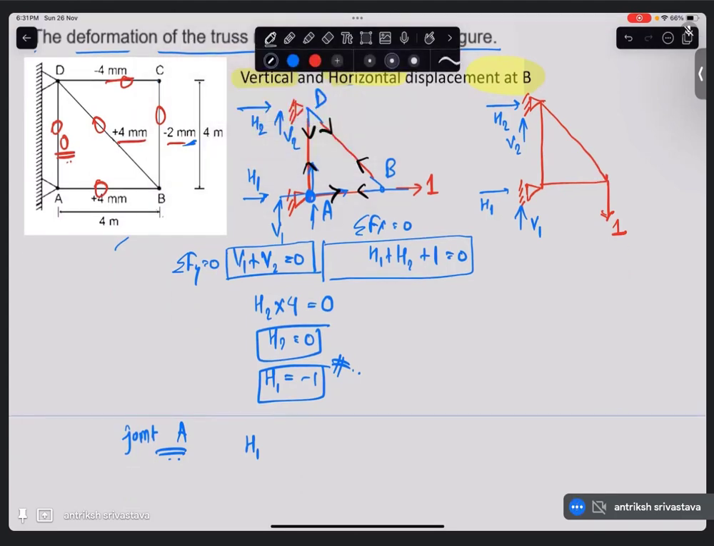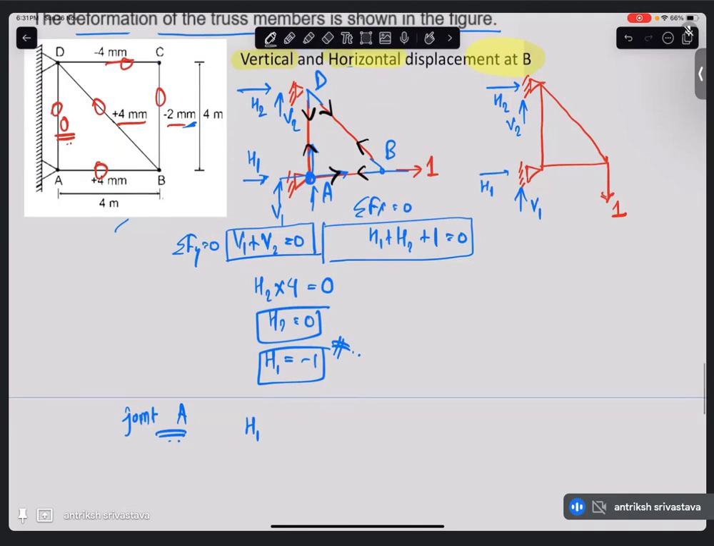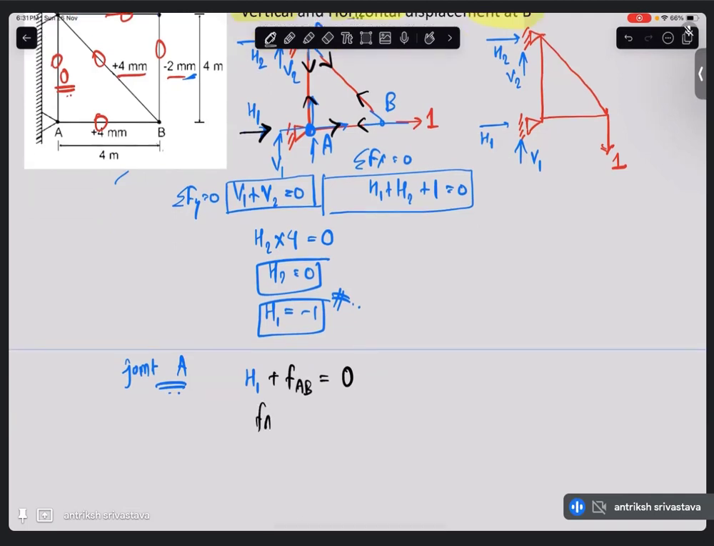So, sorry, here H1 plus FAB is equal to 0, because both are in the same direction, depending on the direction we have assumed. That means FAB is equal to plus 1, because H1 is actually minus 1.